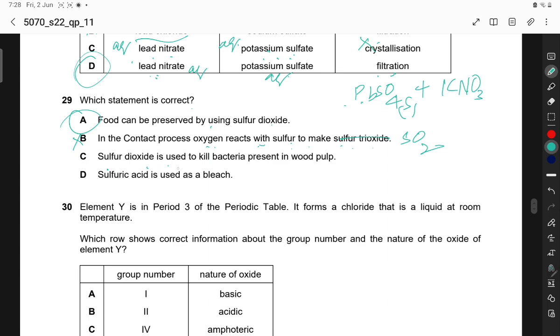Incorrect. Sulfur dioxide is used to bleach the wood pulp, not to kill the bacteria present in it.